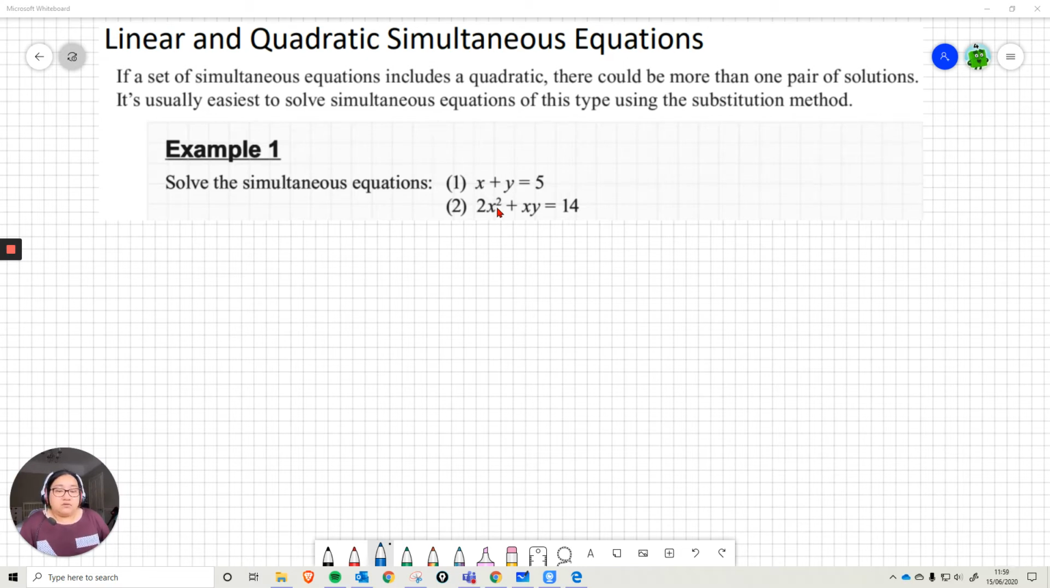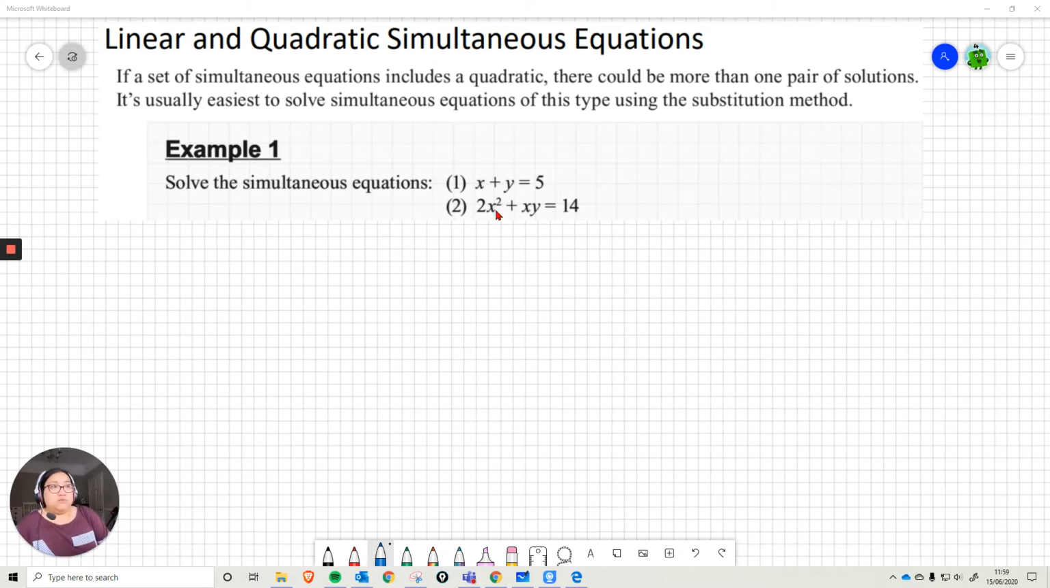In the previous 3 videos on simultaneous equations, both equations were linear. There were no indices involved, and the easiest method to use is the elimination method, and that's what I was using in those videos. Today, because we have quadratic equations, we are going to use the substitution method because it's really difficult to eliminate a letter using the elimination method when there are indices involved.